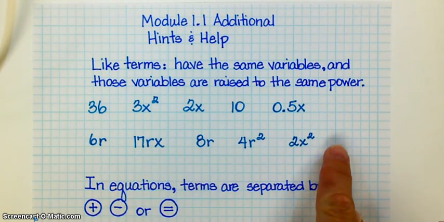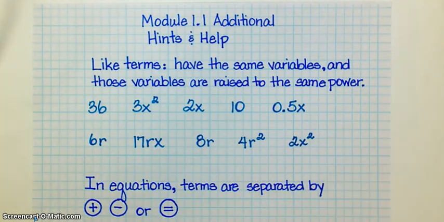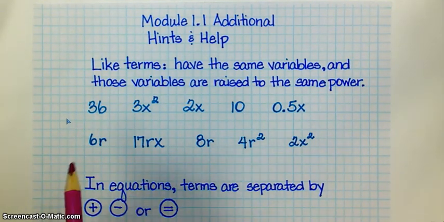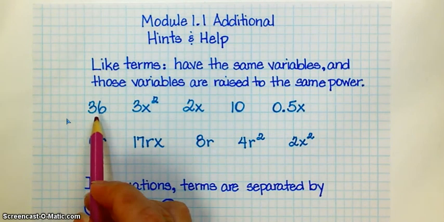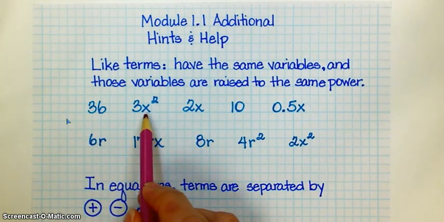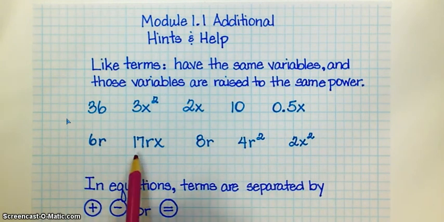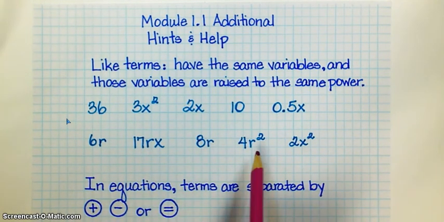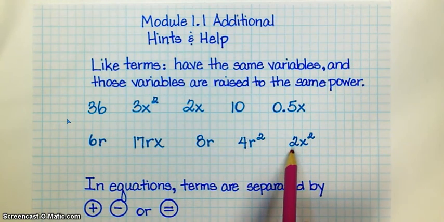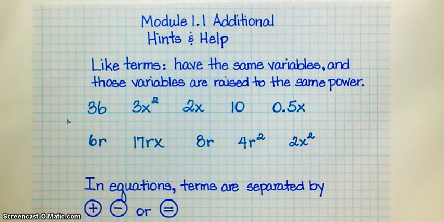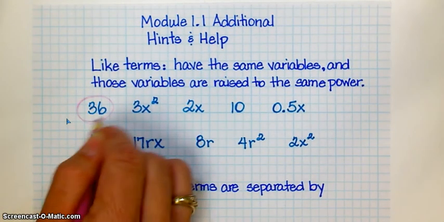So there's a whole bunch of terms down here that I just wrote and listed, but they're not all alike. Some of them are like terms and some of them are not. So let's take a look. 36 with no variable at all, 3x squared, 2x, 10, 0.5x, 6r, 17rx, 8r, 4r squared, 2x squared. Let's figure out which ones are like terms, and I'm going to color code because I think that's easiest.